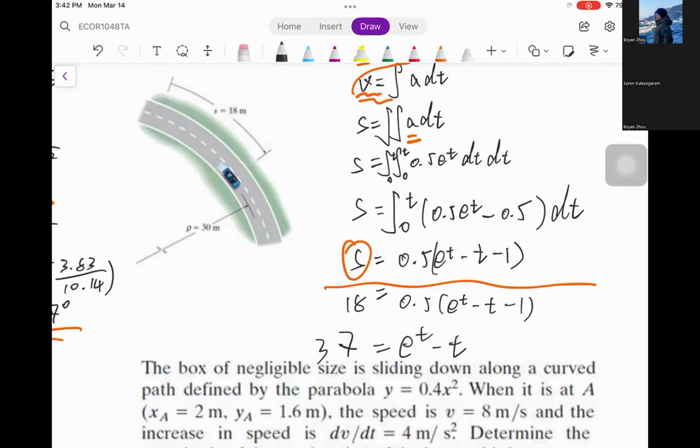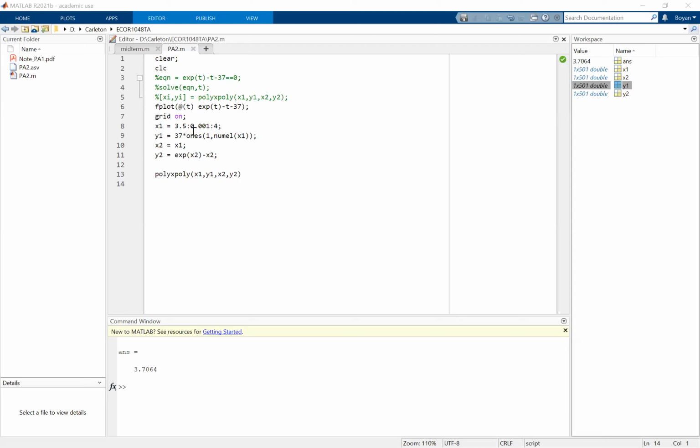For this equation, at least for me, I cannot find a way to solve it by hand. If you know how to do that by hand, that would be perfect. But for me, I'm just doing that on MATLAB. So actually, let me show you. So that is the way I solve it.